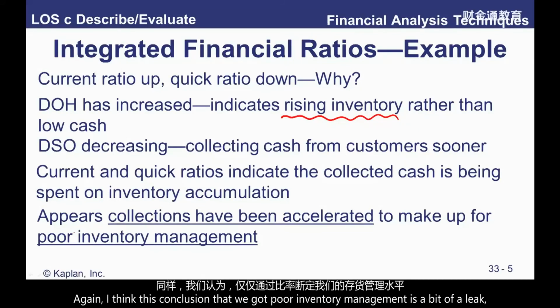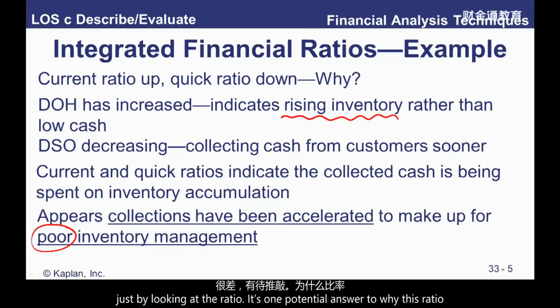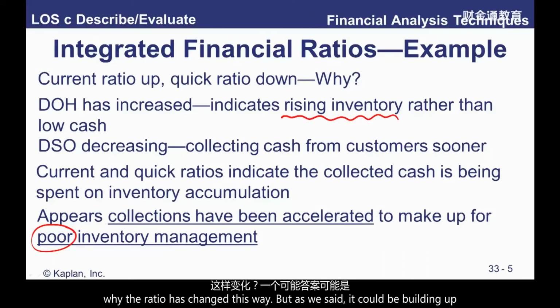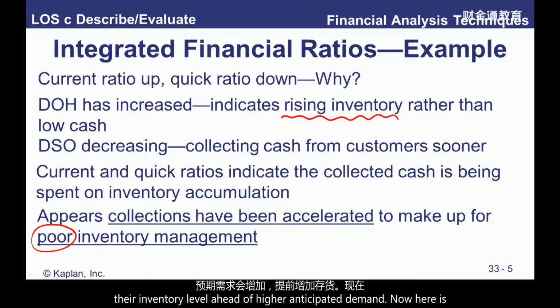Again, I think this conclusion that we've got poor inventory management is a bit of a leap just by looking at the ratio. It's one potential answer to why the ratios have changed this way. But as I said, it could be that they're building up their inventory levels ahead of higher anticipated demand.